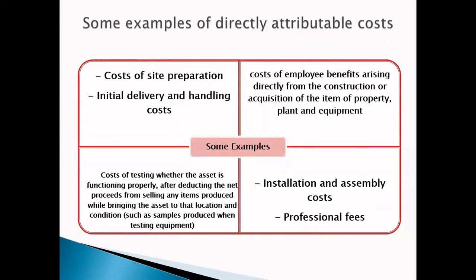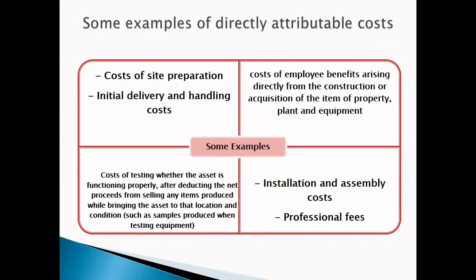So here are some basic common example of directly attributable cost. We can see here the cost of preparation, initial delivery and handling cost, cost of employee benefits arising directly from the construction or acquisition of the property, plant and equipment. So when some employees are dedicatedly working to build or construct the asset, and we can measure the cost separately that is related to the construction of the asset, we can capitalize it, and this is a very good example of directly attributable cost.